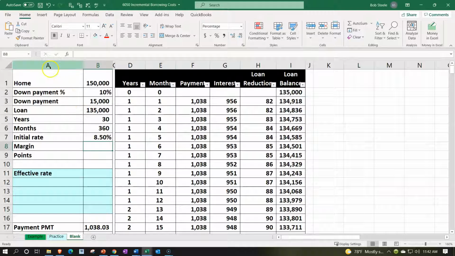So first thing, we've got the first loan, which is $150,000. We've got the 10%, the $15,000 down payment. So we're really focusing at this point on the $135,000 loan, the 30-year, 360 months, and the initial rate, which is going to be just called the rate. Let's say the rate's going to be 8.5%, and then the payment calculation using the payment function: 1,038.03, calculating our amortization table.